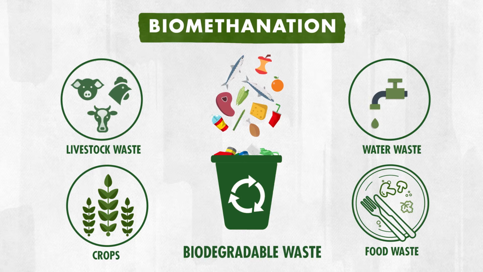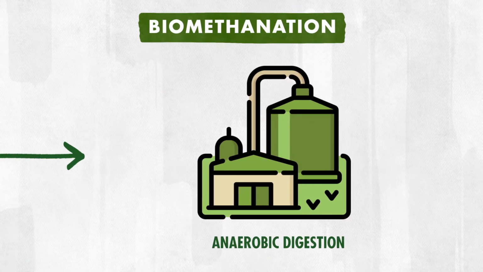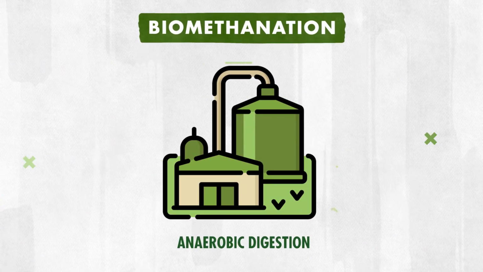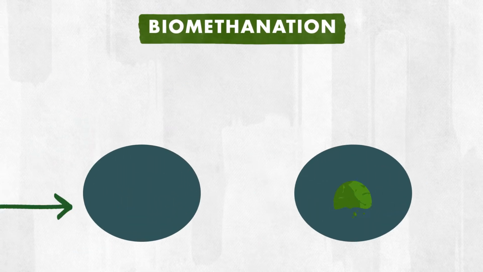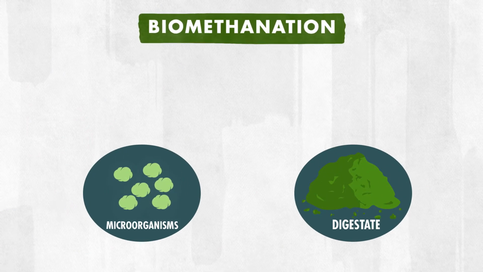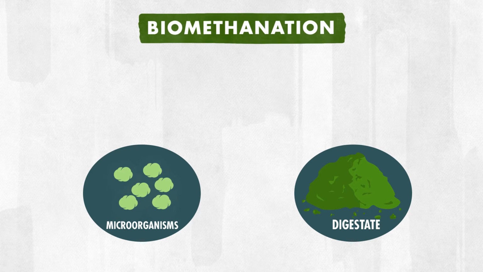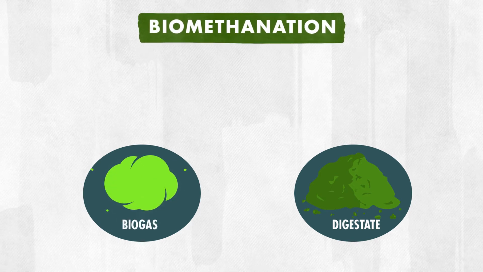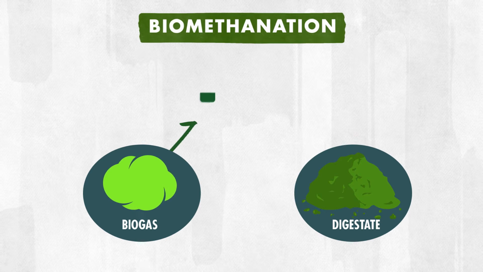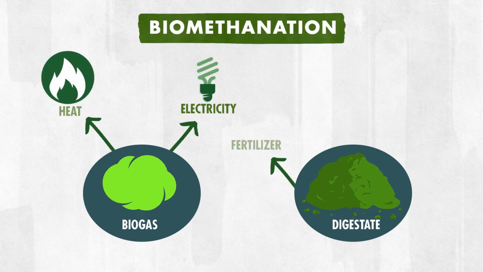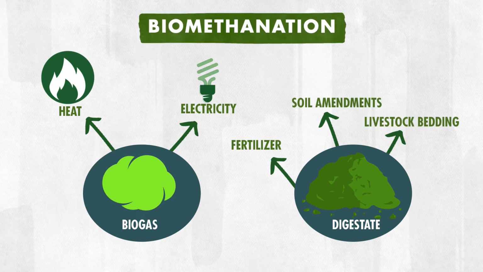Biomethanation is the anaerobic digestion of biodegradable waste, which is treated in an enclosed space under controlled conditions of temperature, moisture, pH, etc. In the absence of oxygen, microorganisms break down the organic matter into a stable residue and generate a methane-rich biogas in the process. This biogas can then be used as a source of renewable energy to produce electricity, and the solid residue can be utilized as manure.